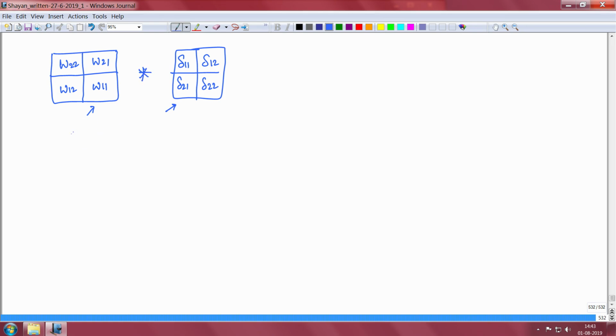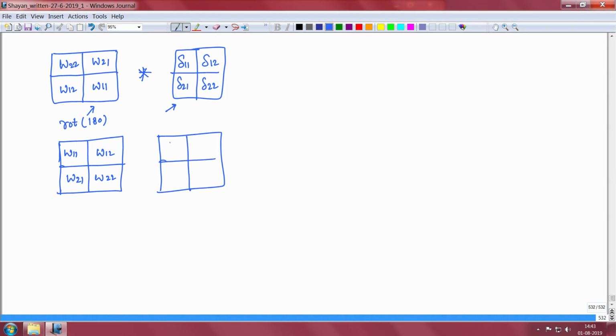What happens is the following: during convolution, this mask will be rotated by 180 degrees and that will give us W11, W22, W12, W21, and then this mask will be moved over this set of local gradients starting from top left to the bottom right. We will see that in a minute.